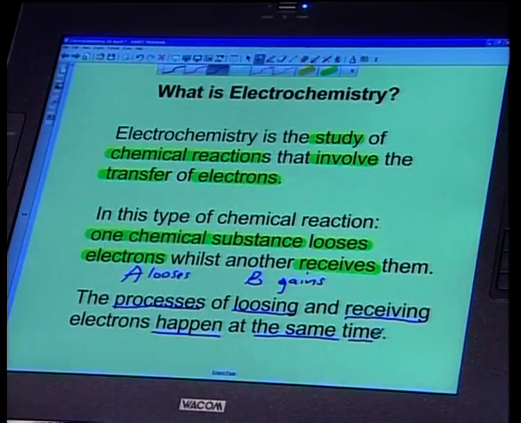You don't have a situation where just one substance loses electrons and the electrons float into the air or fly around looking for something to receive them. In other words, once a substance loses electrons, it means there's a substance that is waiting to receive them. If that substance was not there, then this substance was not going to lose those electrons. So the two processes happen at the same time.